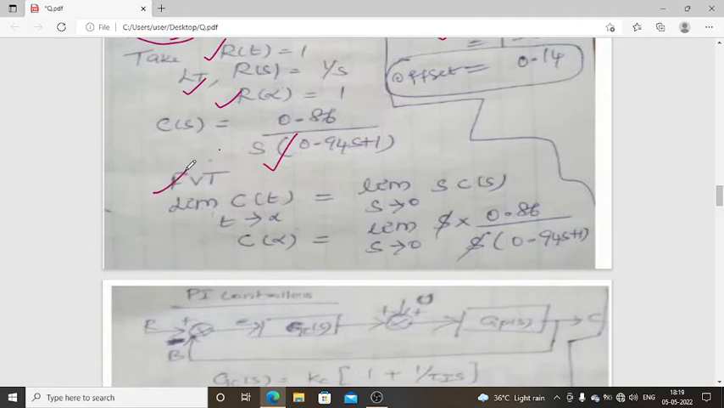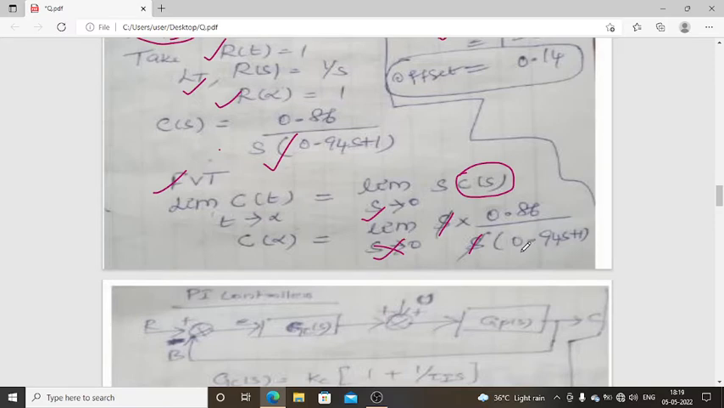Final value theorem: limit of C of t is equal to limit S tending to 0 of S into C of S. So in the left hand side, limit t tending to infinity, C of t, so here t goes to infinity, C of infinity. Right hand side, limit S tending to 0 of S into C of S. Already we have the C of S equation. Substitute here S into 0.86 divided by S into 0.94 S plus 1. Here S's are cancelled. Then finally substitute S value equal to 0.